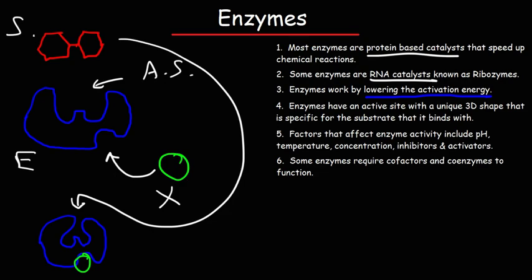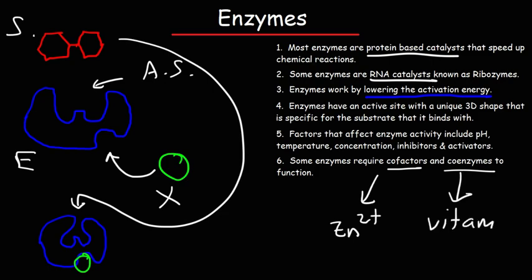In addition, some enzymes require cofactors and coenzymes to function. Cofactors include inorganic metal ions, such as the zinc 2 plus cation, and coenzymes include organic molecules such as vitamins. As you continue to study biology or even biochemistry, you're going to encounter some complicated chemical reactions. And if you can understand the name of the enzyme that catalyzed that reaction, then you can understand what's happening in the reaction.